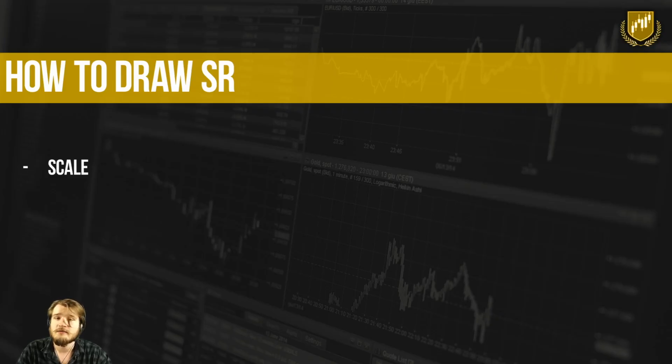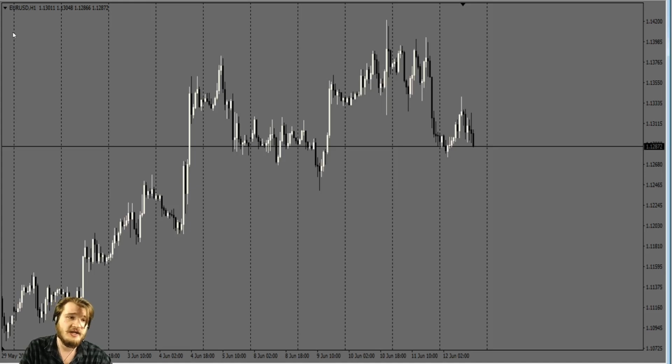First thing, how to draw support and resistance. First thing you have to do is make sure your scale is correct. So pick a nice big time frame. Make sure you're zoomed out. Make sure the candles aren't too small or too big. I'd say this is perfect. So H1, nice and zoomed out. You can see a lot of what happened before, and the candles are nice and big, right? So you can see what's happening. You can understand how the market is reacting to levels.